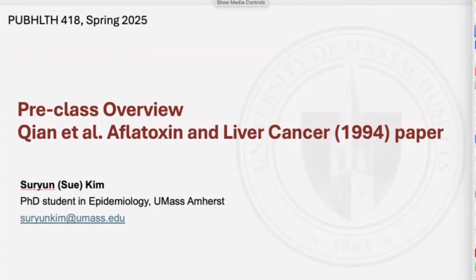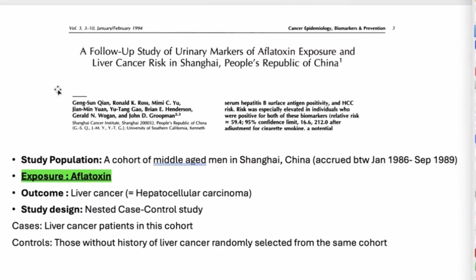I'm a first-year PhD student in epidemiology, and I'm a teaching assistant for this class. So this video is created for you to better understand the paper Aflatoxin and liver cancer prior to our class. So this is a pre-class overview, and we're going to review the paper in the class of February 20th. So let's see the title of the paper.